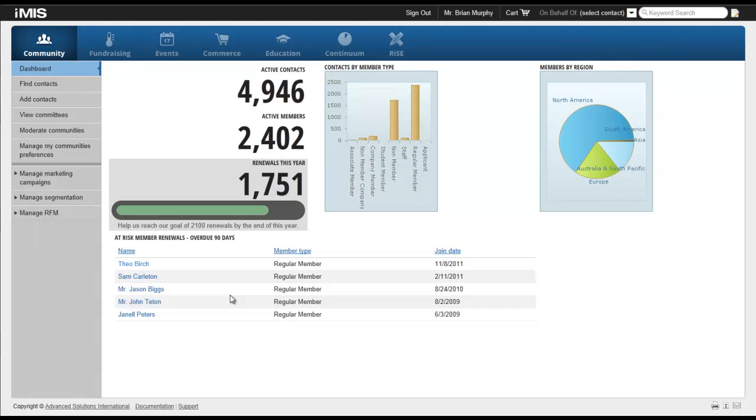a third-party content management system. We showed you one holistic system. We didn't show you self-service. We showed you engagement management.